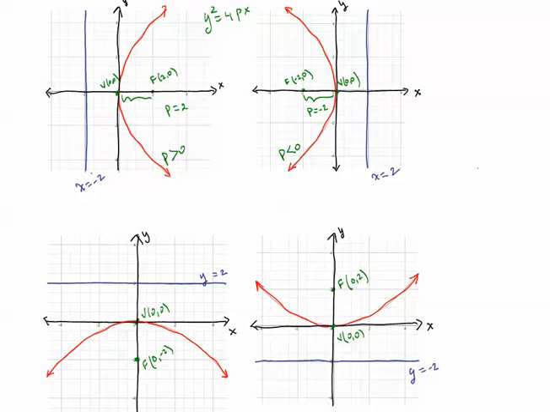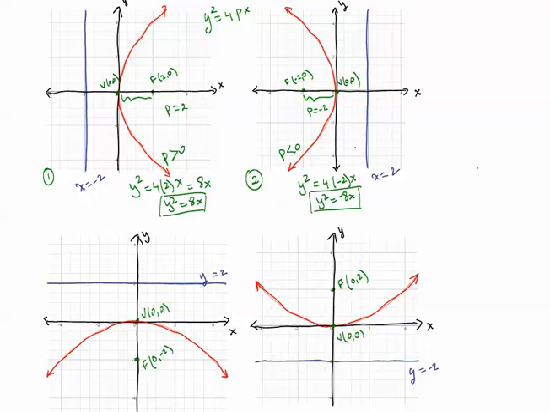So for the equation of this first parabola, let me call it graph 1, we have y squared equals 4 times p, and since p is 2, times x, which is y squared equals 8x. So y squared equals 8x is the equation of this first parabola. And for the second graph, we have y squared equals 4 times negative 2 times x, which is y squared equals negative 8x. And this is the equation of this parabola.